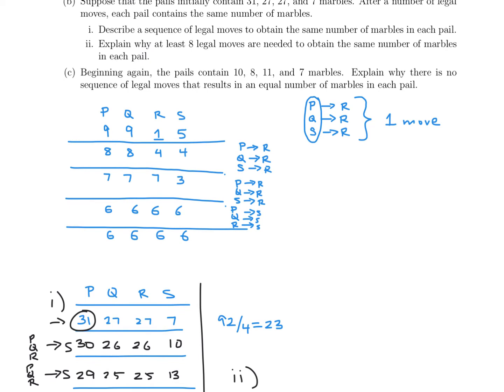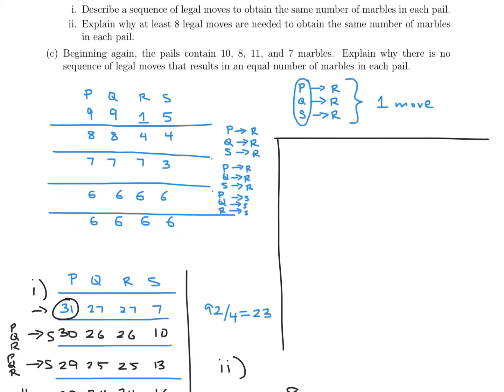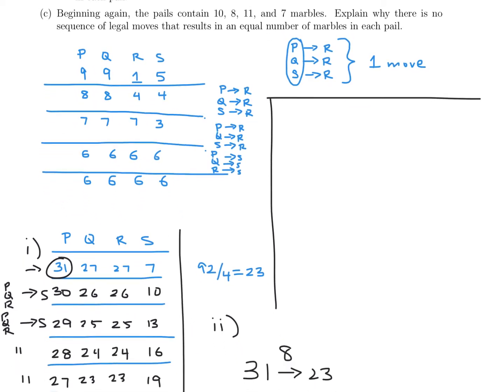And, oh, here we go. So there's a C. Okay. Beginning again, the pails contain this time 10, 8, 11, and 7. Explain why there is no sequence of legal moves that results in an equal number of pails. All right, so this is an interesting one. So they're saying this cannot be done. Okay, so let's talk about why.